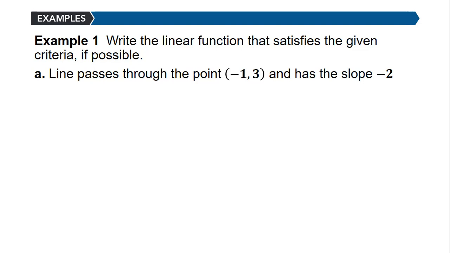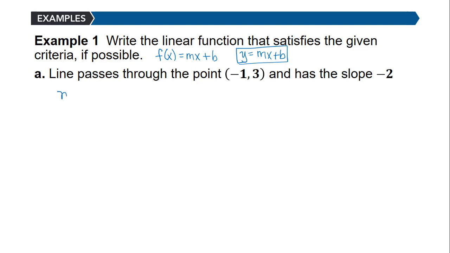And in example 1, we want to write the linear function that satisfies a given criteria. Recall that a linear function is a form f of x equals mx plus b. And f of x is just y. So that is, we want to write our final answer in slope-intercept form and then function notation. We have a line that passes through the point negative 1, 3 and has slope negative 2.